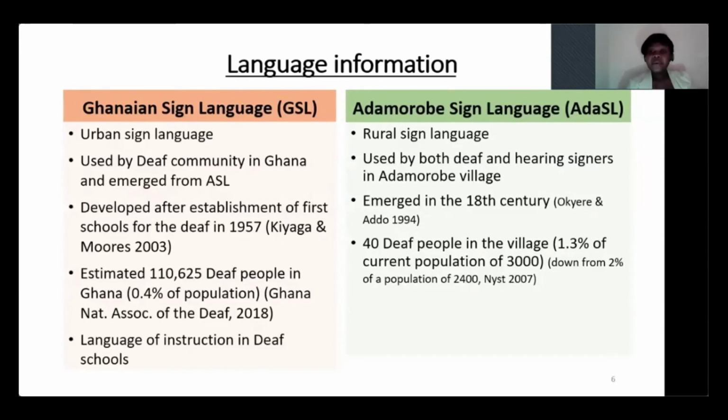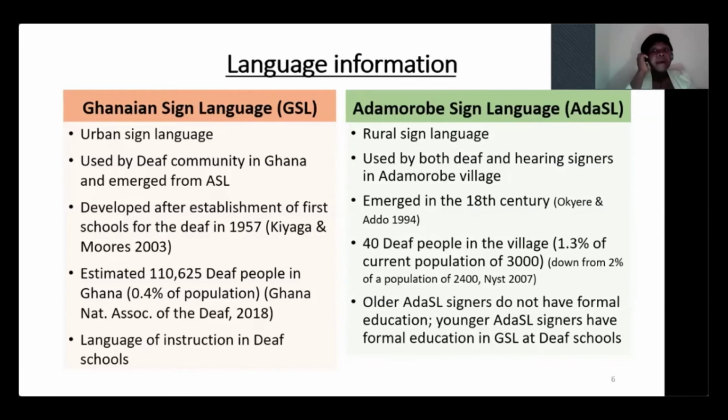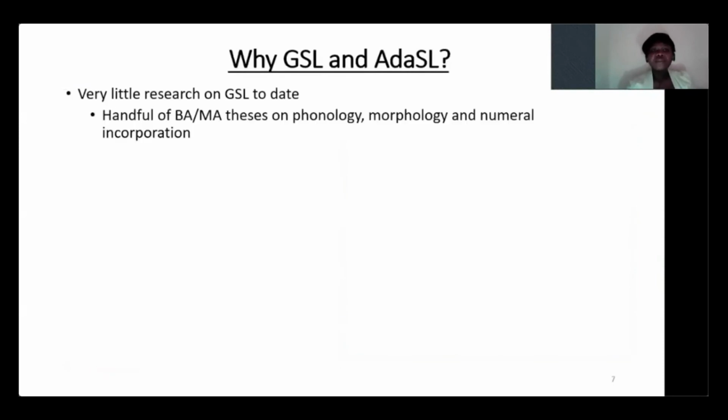So Ghanaian Sign Language is a language of instruction in deaf institutions, but Adambrobe Sign Language signers, the older signers, have not been given formal education, and the younger deaf signers have formal education, so the younger deaf signers are bilinguals in Ghanaian Sign Language and Nampobe Sign Language. So why these two sign languages?